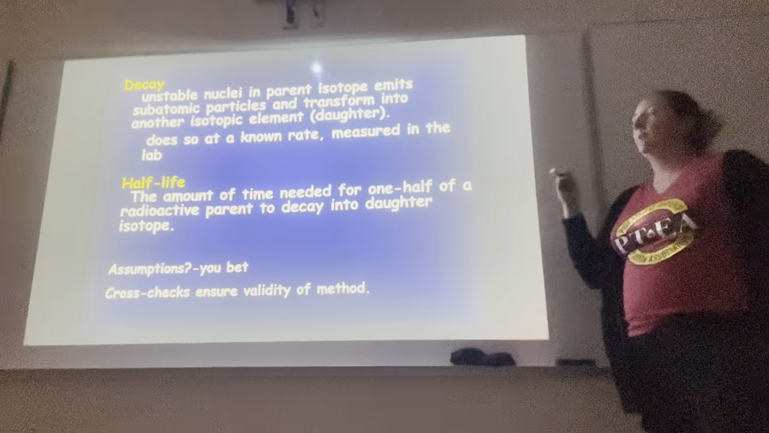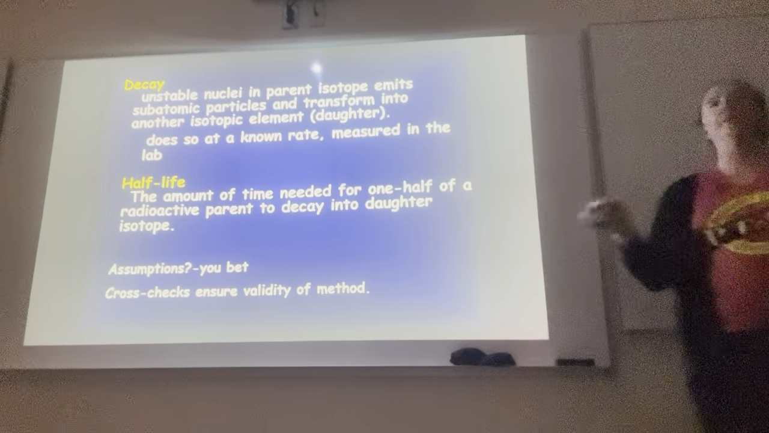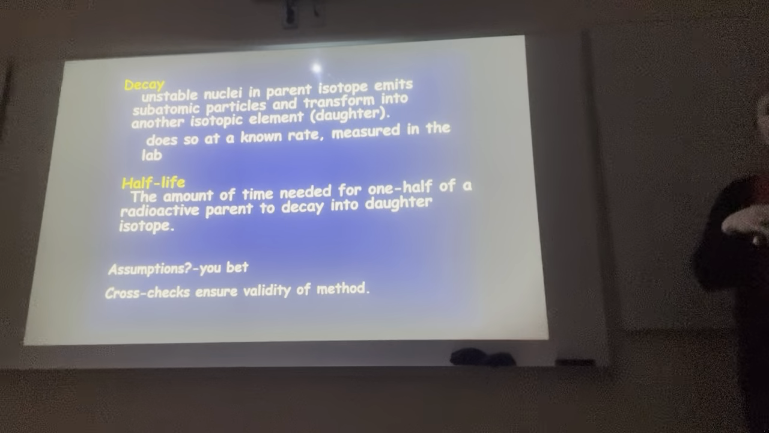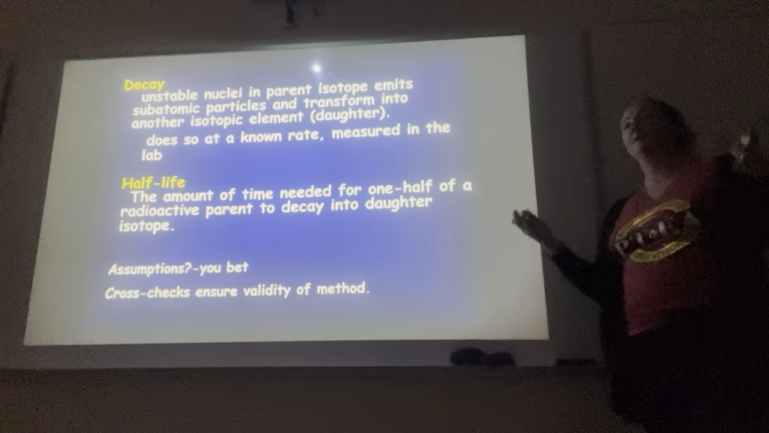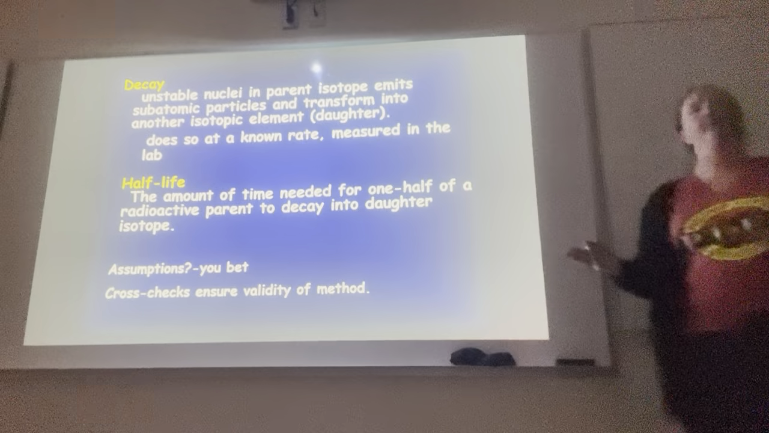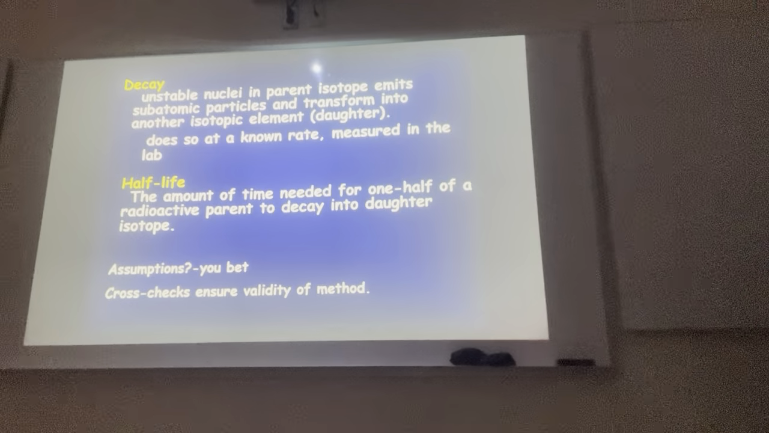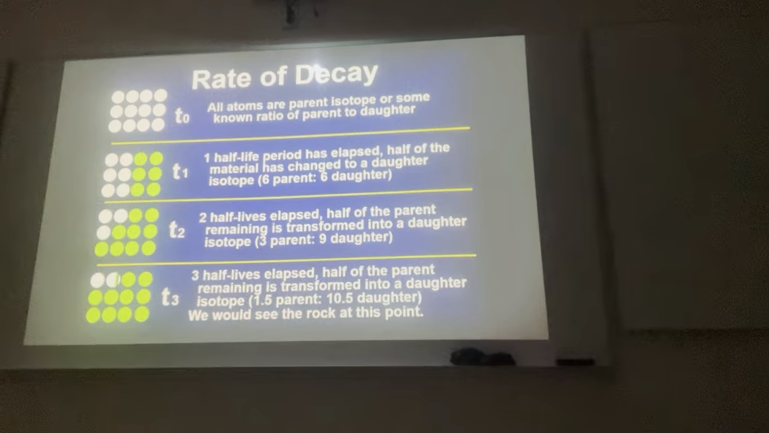Every single isotope has its own specific half-life. So the half-life is just the length of time it takes for half of the isotope to decay. It doesn't matter how much you start with. You start with 1,000,000 atoms, you start with 5 atoms. After 1 half-life, half of it will have transformed into the daughter. All right, so what does this mean for us, and how can we use this in dating actual rocks?